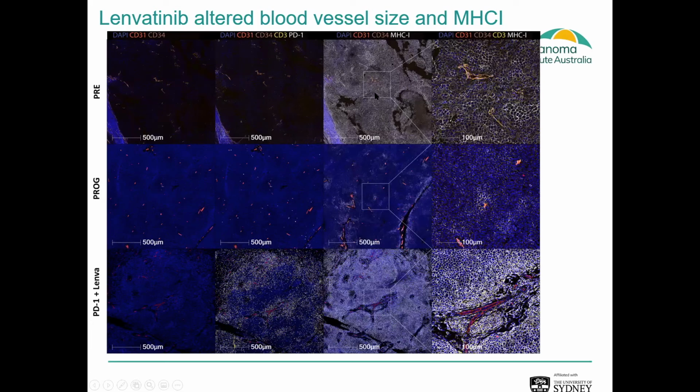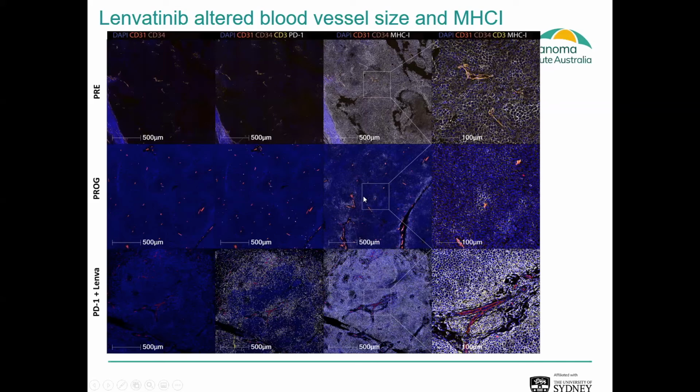From the single cell RNA-seq data, we identified changes in MHC class 1 expression during treatment. We can see in the top pre-treatment biopsy, large vessels with the tumour endogenously expressing MHC class 1 throughout the tumour with high expression in all cells. However, at the progression biopsy, we can see these microvesicles with very little MHC class 1 expression in the tumour, so loss of MHC class 1 expression, which is the known mechanism of resistance to immunotherapy, with only a little bit of MHC class 1 expression around the blood vessels.